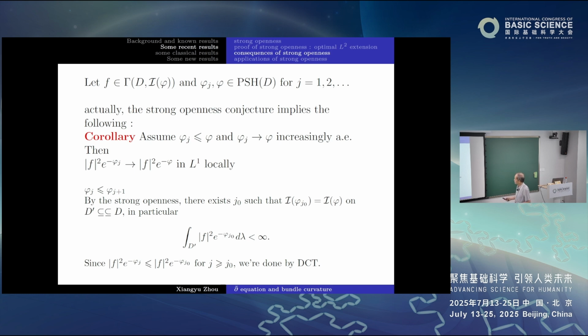Actually, using the strong openness, we can get the following corollary. This function converges to this function in locally L1. The argument is as follows. By the strong openness, you can get some j0 such that we have this equality. In particular, we have this finite integral. But this function is dominated by this integrable function. So we are done by Lebesgue's dominated convergence theorem.